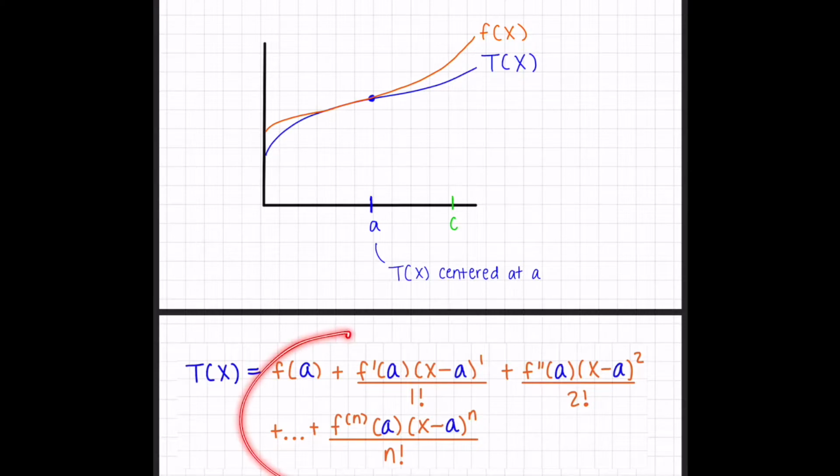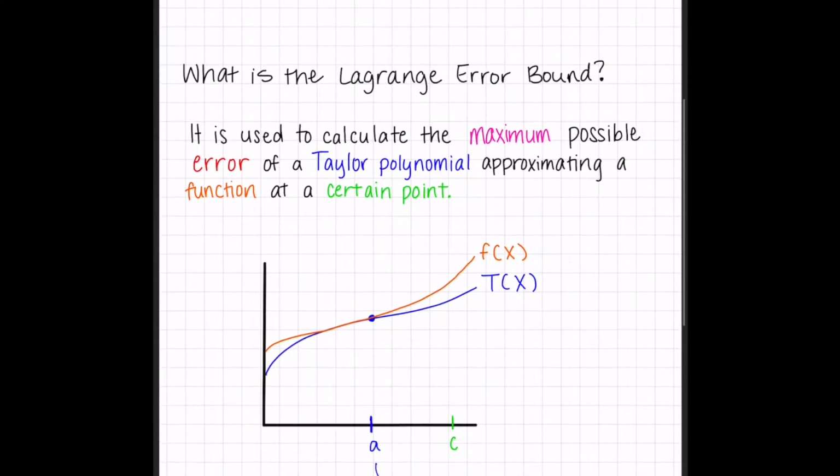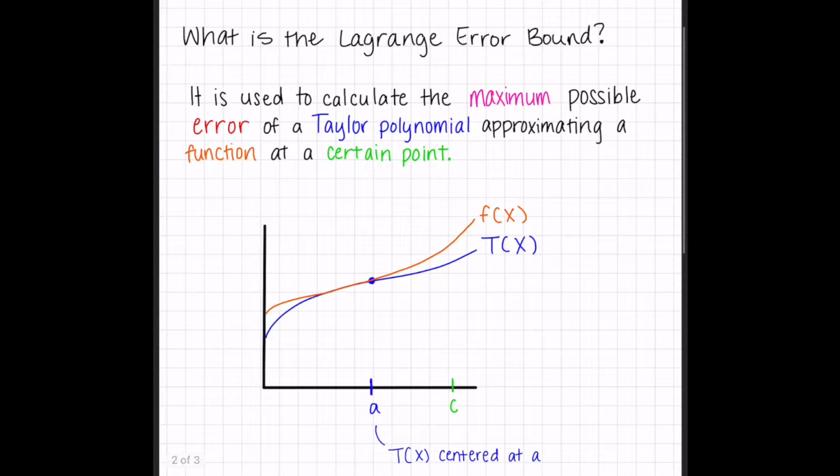Let's quickly see how a Taylor polynomial is constructed. That's how this polynomial has been built to approximate the original function. It's actually using the derivatives of the original function to do that. We will come back to this form later. And now you get the idea of where the Lagrange error bound is used.